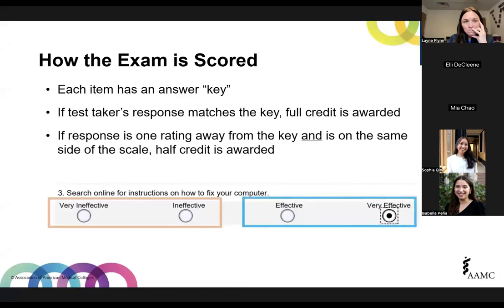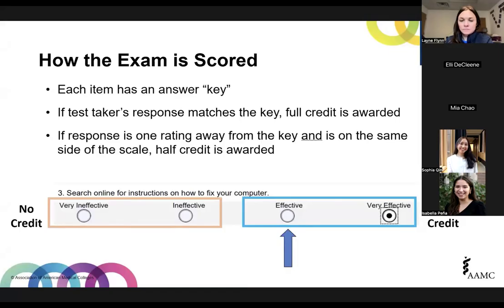If the response is one rating away from the key and on the same side of the scale, half credit is awarded. So this is confusing, so let's walk through an example. In this example, the arrow points to the key. So the key says that the full credit answer to this question is effective. And that would earn you full credit to this question.